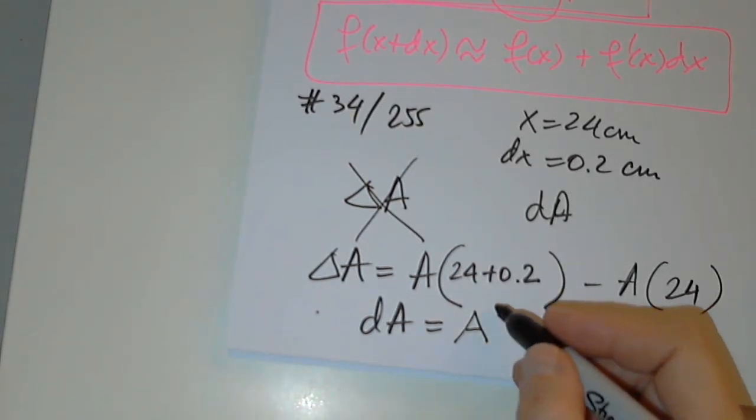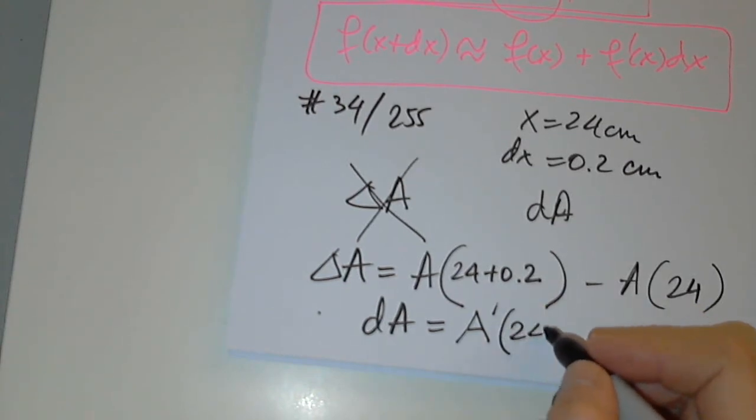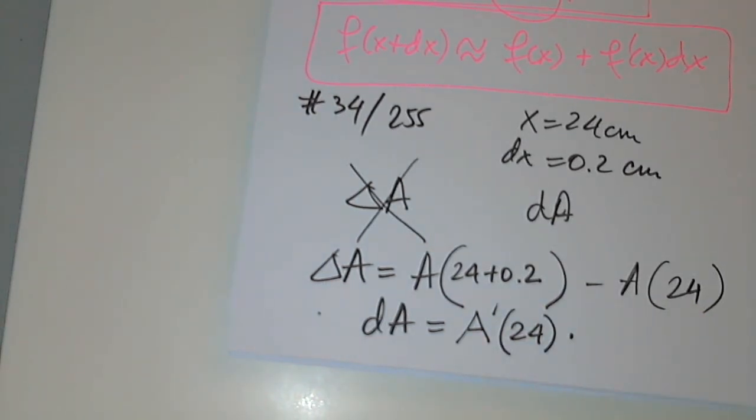That's the derivative of 24 multiplied by 0.2. That's it. I don't have the function yet. I can determine a prime of 24 before I find the function, but that's exactly what I need. I'm not asked to determine the exact change triggered by 0.2, which will trigger some error in the area of the disk, because the radius is not 24. Is it 24 plus 0.2 or maybe 24 minus 0.2? I don't know.